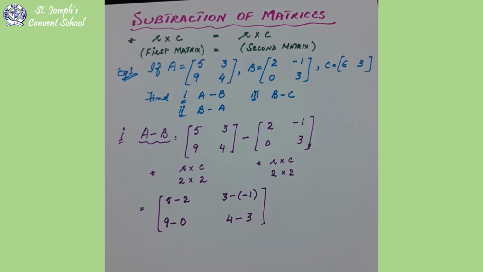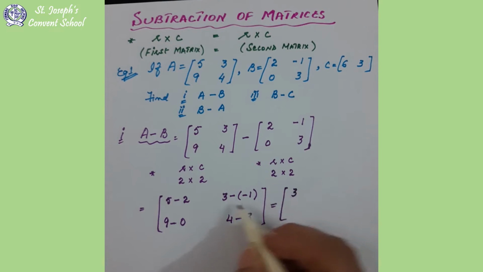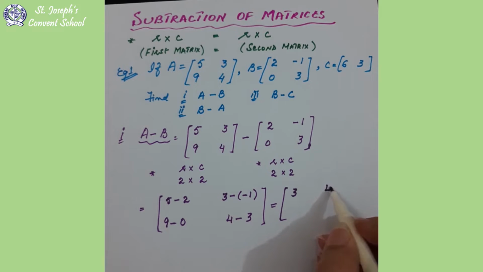Okay, it is the same as addition. First minus first, second minus second, third minus third, and fourth minus fourth. Now subtract and write the answer. 5 minus 2 is 3. Minus into minus plus, so 3 plus 1 is 4. 9 minus 0 is 9. 4 minus 3 is 1. This is the answer. Simply you will subtract them and write the answer.